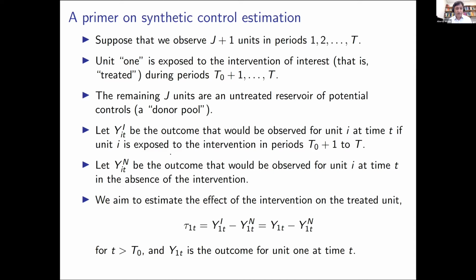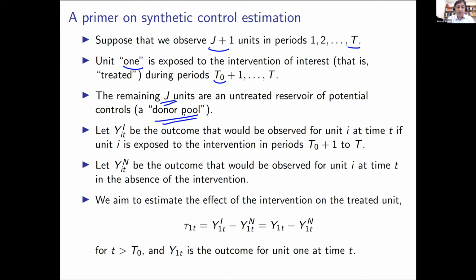Okay, so to formalize these concepts, let's introduce some notation. Suppose that we have J plus 1 units and T periods, without loss of generality. Unit 1 is exposed to the intervention of interest after period T0, and you have the remaining J units that are untreated, and this is what we are going to say is an untreated reservoir of potential controls. We will call them the donor pool. This is the set from which we are going to choose our potential comparison, or the comparison for the treated unit.